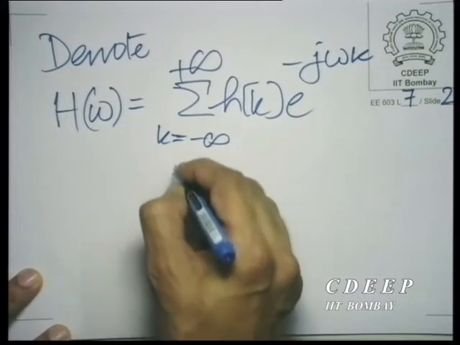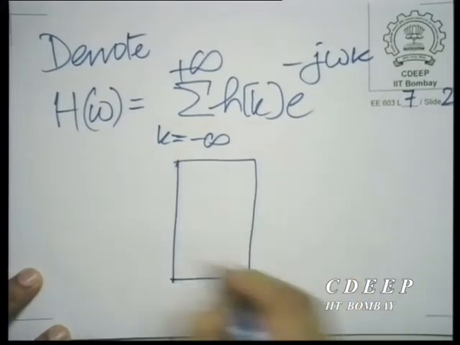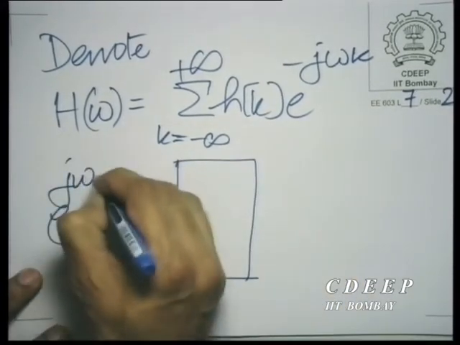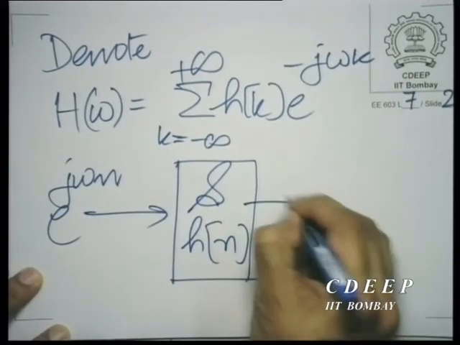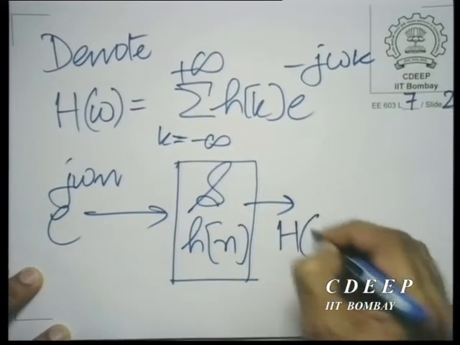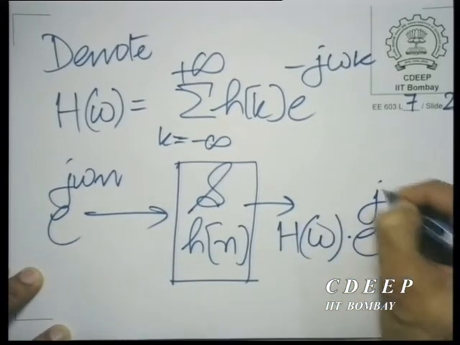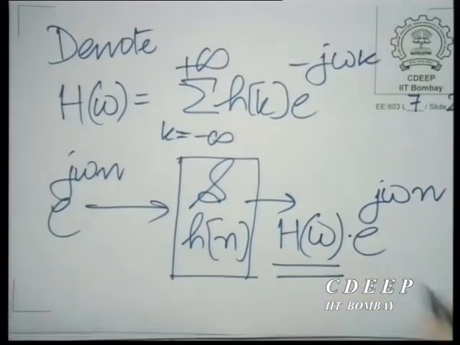Whereupon what we have said essentially is that e raised to the power j omega n going into the system S with impulse response h[n] has led to e raised to the power j omega n coming out, but multiplied by a complex constant capital H of omega. Please note that capital H of omega is a complex constant, but of course, at the moment we have brushed something very important under the carpet.